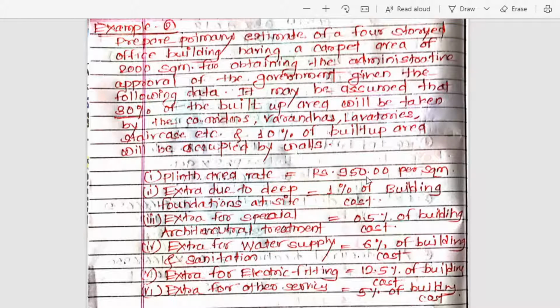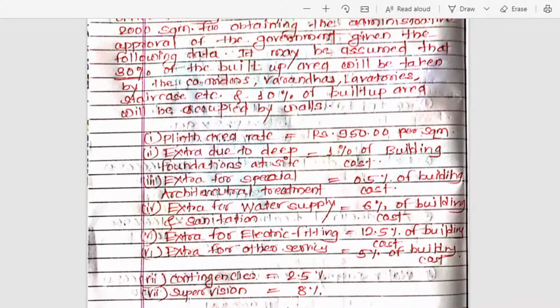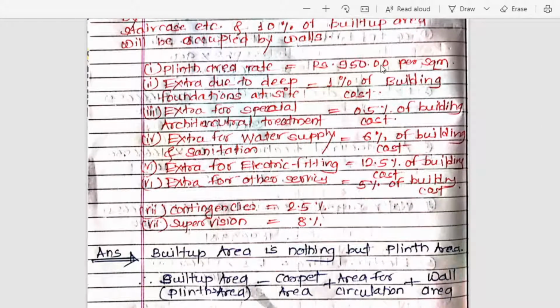And again they have given some data. Plinth area rate they have given 950 rupees per square meter. This is the plinth area rate, and they have given some extras for contingencies, then sanitation, then foundation, then special architectural treatment, then extra for water supply and sanitation, then electric fitting. They have given all the data. Okay, so first they have given the plinth area rate, that is 950 rupees per square meter. This is the plinth area rate that we will apply on the built up area.